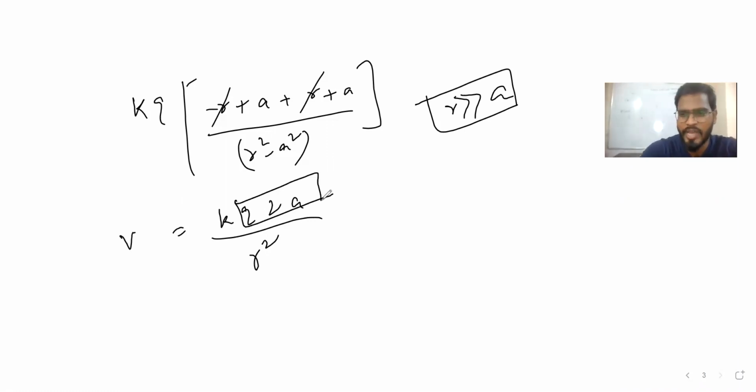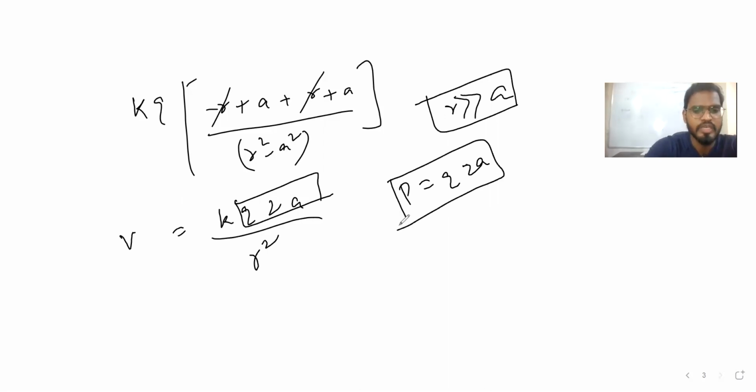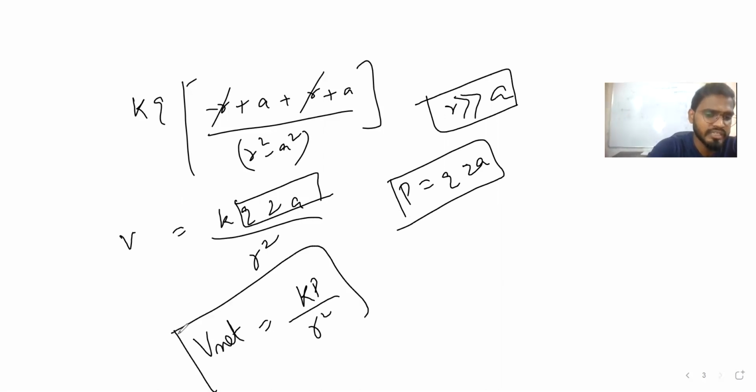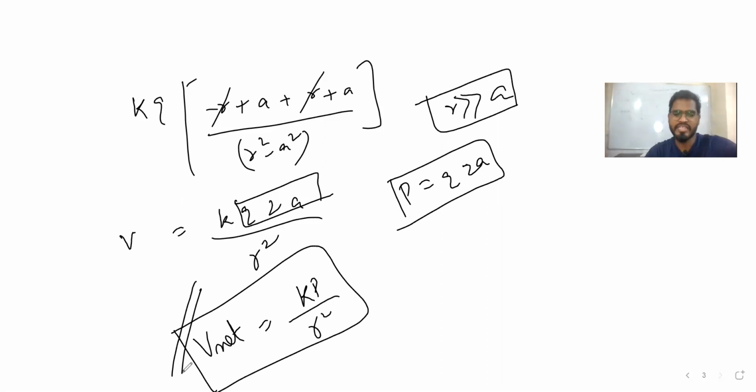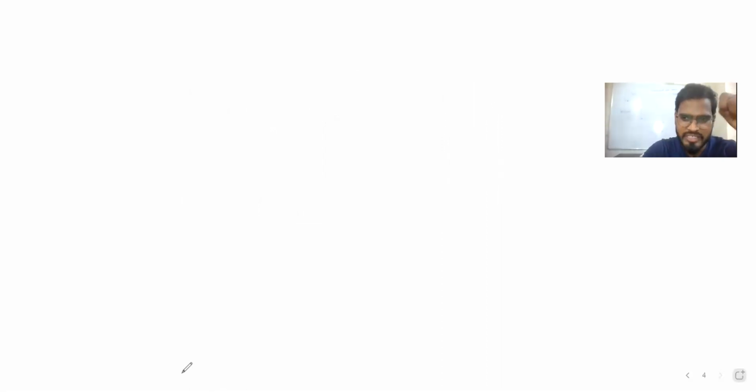This is what we have seen somewhere, right? So p is equal to q into 2a. So kp by r square is equal to the net potential. That's it. Potential at an axial point is kp by r square. There it was 2kp by r cube, here it is kp by r square. Fine.